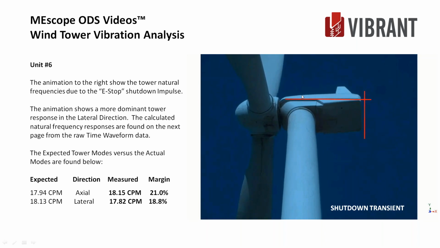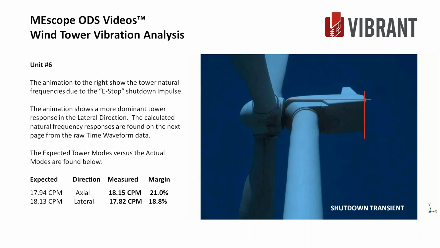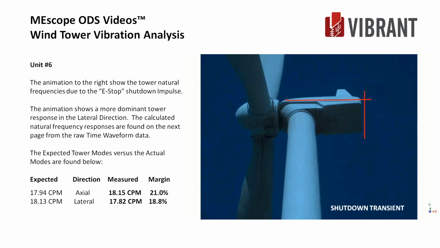Okay, so those are my first 6 units. The first one was a good unit. Units 2, 3, 4, 5, 6 are bad units requiring lots of maintenance, and things have gone wrong. So we're going to look at the operating deflection shape videos with the unit running.